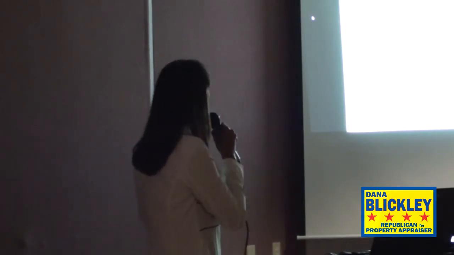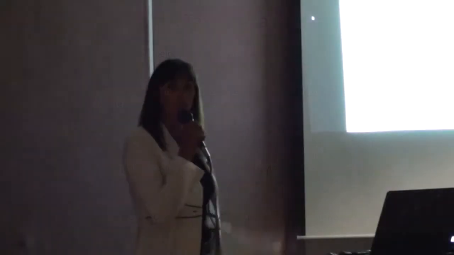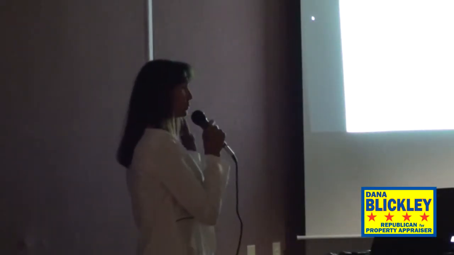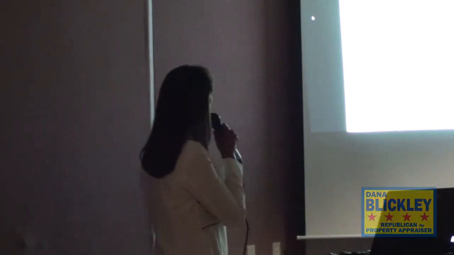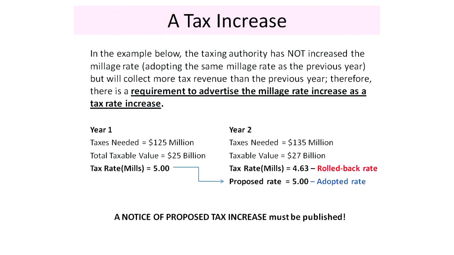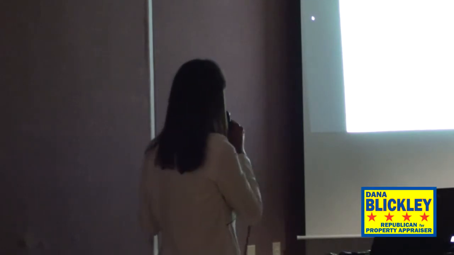So let's look at year one. We need $125 million, cover everything that we want to purchase this year. We have a total taxable of $25 billion. Our tax rate's $5 per thousand. Okay, that's what we levied. Year two, haven't seen this example in quite a while, but we used to see this kind of example where we need $135 million. We have $10 million other things that we'd like to purchase, and we have a taxable value of $27 billion. We've appreciated a $2 billion there, the total tax roll.